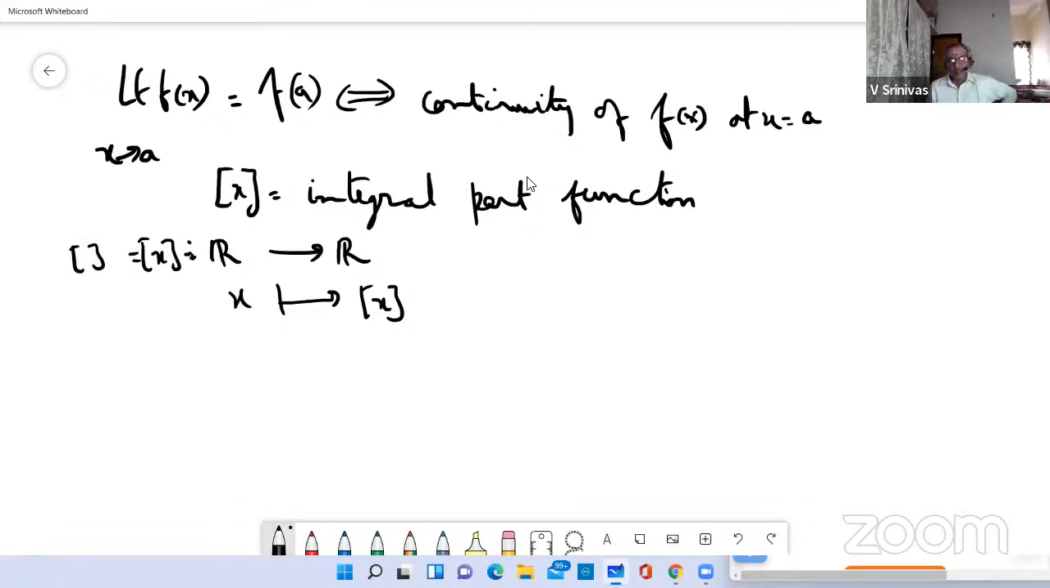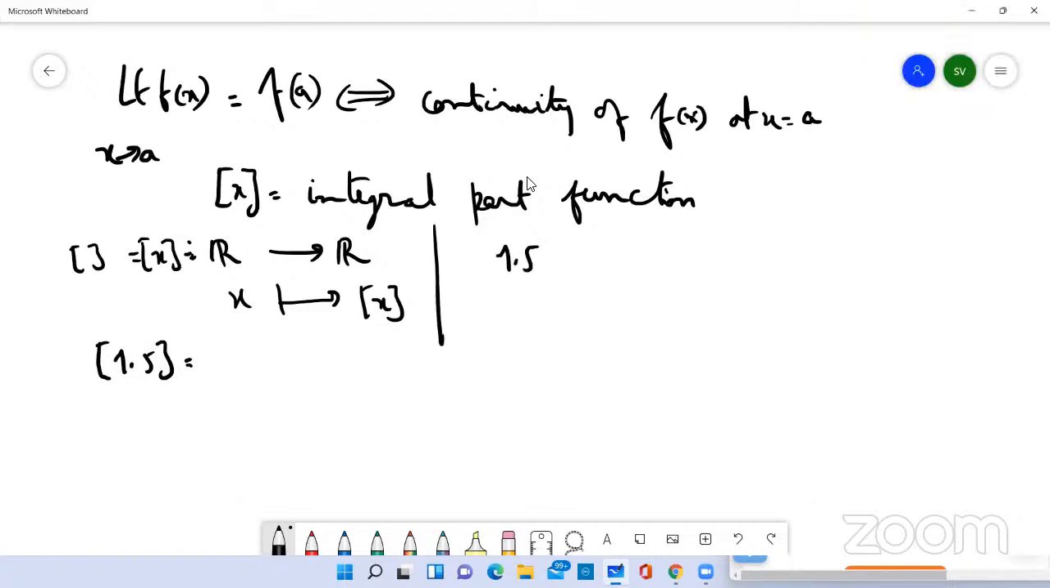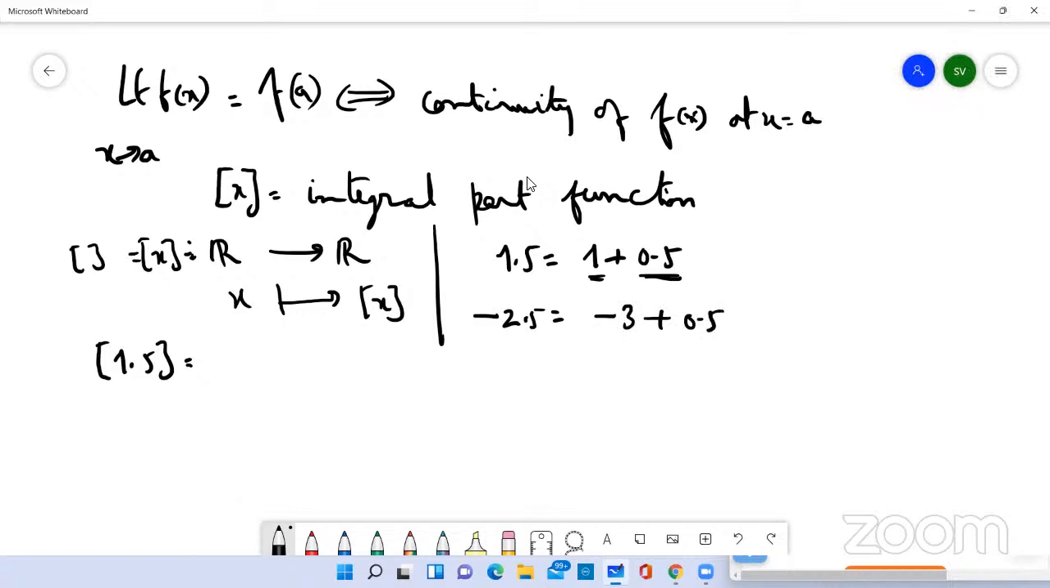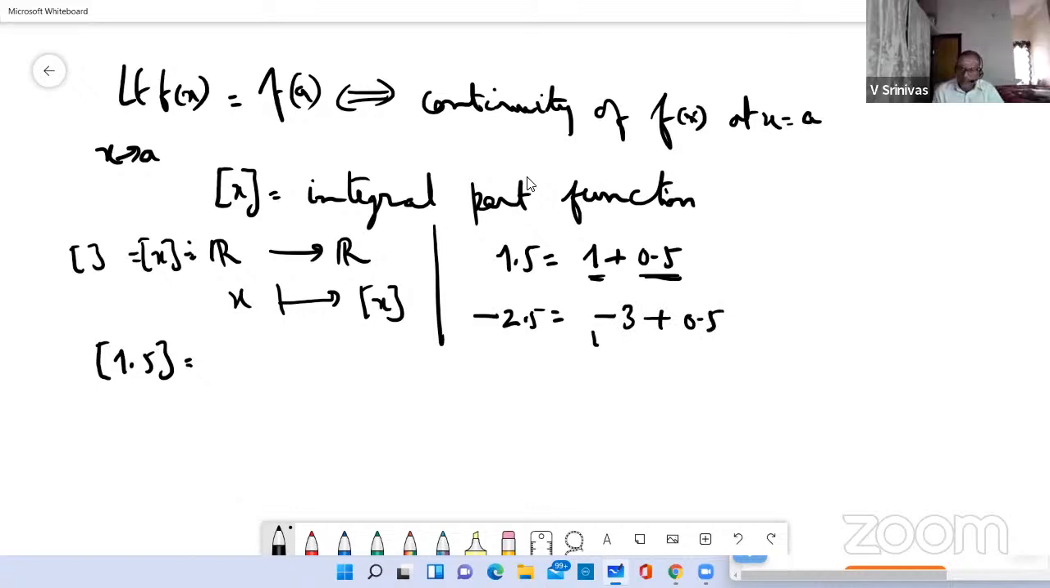What is integral part of 1.5? What is decimal part of this? 1.5 is equal to 1 plus 0.5. So this is called integral part, and this is called decimal part. Minus 2.5, what is integral part of this? It is minus 3 plus 0.5. Okay, this is called integral part.